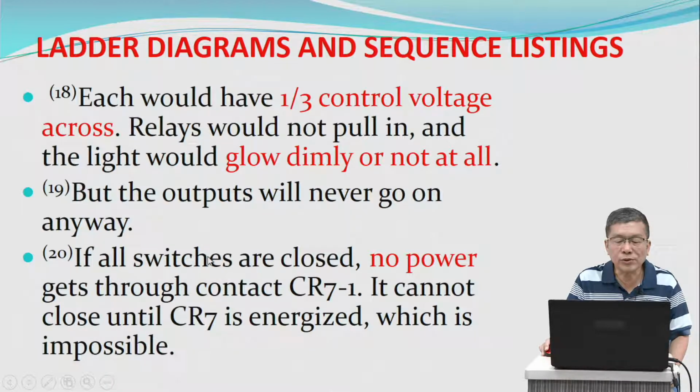If all switches are closed, no power gets through contact control relay 7-1, which cannot close until control relay 7 is energized, which is impossible.